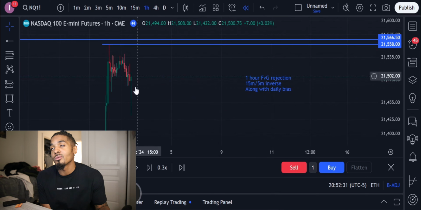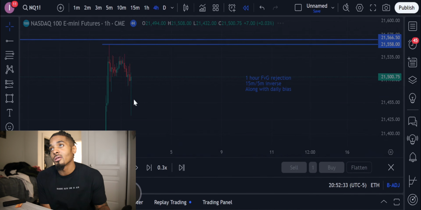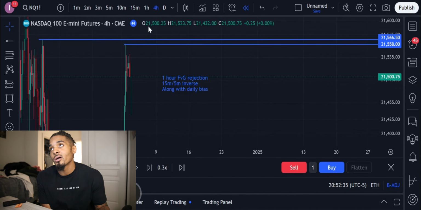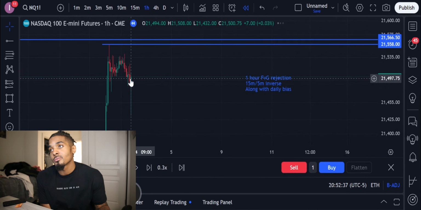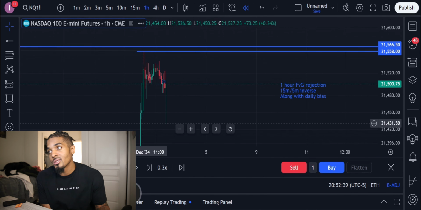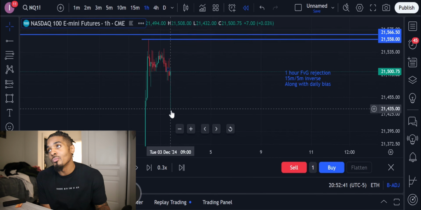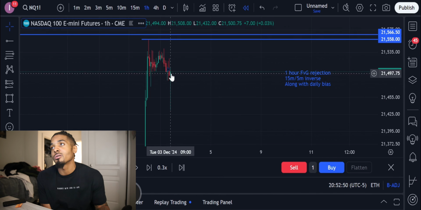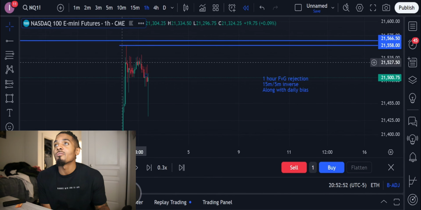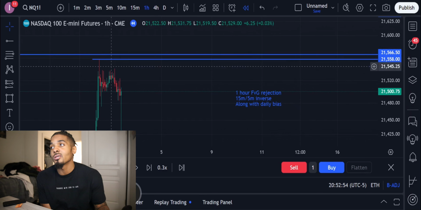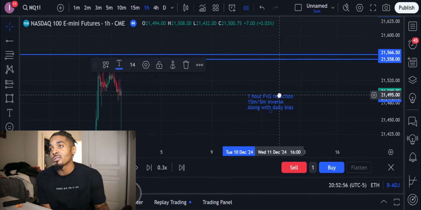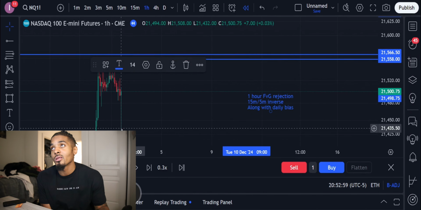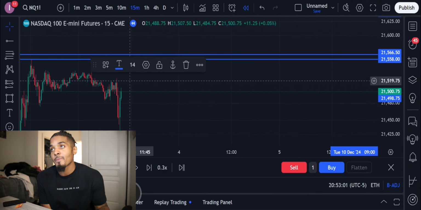So you hop on the hour, you hop on the 4 hour, you see that it respected that. Hop on the 1 hour, it respected this fair value gap. Big moves. That means it opened right here, went all the way down, ended up closing back up here. Heavy buy, bullish pressure. Heavy tell for a bullish bias. So you see 1 hour fair value gap rejection. Check. Number one. Then you hop on the 15 minute.